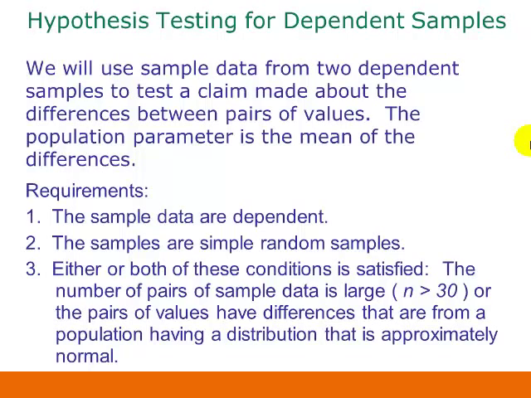2. The samples are simple random samples. And 3, either or both of these conditions is satisfied. Either the number of pairs of sample data is large, meaning n is greater than 30, or the pairs of values have differences that are from a population having a distribution that is approximately normal. In other words, they either have to come from some population with a normal distribution, or we have to have a large sample size, such as something greater than 30.